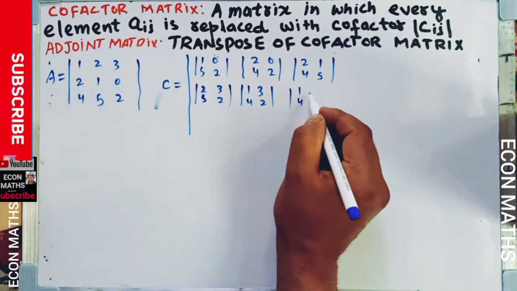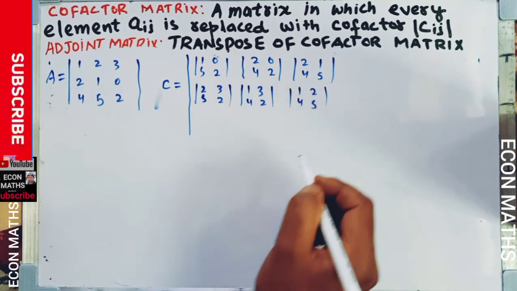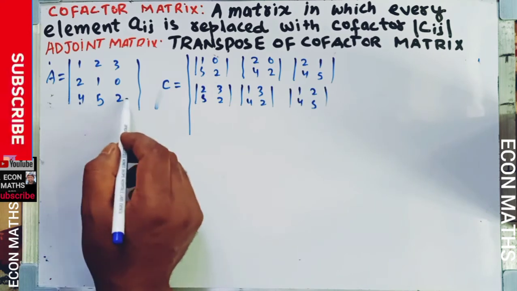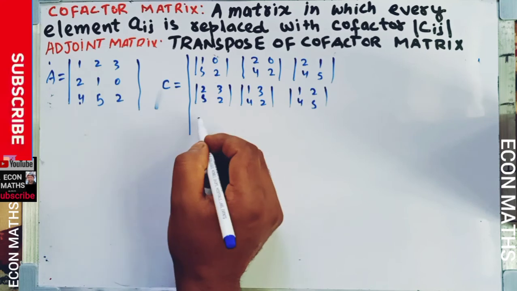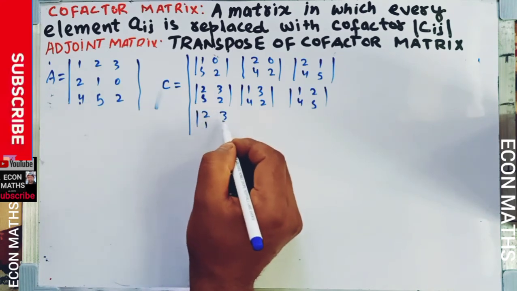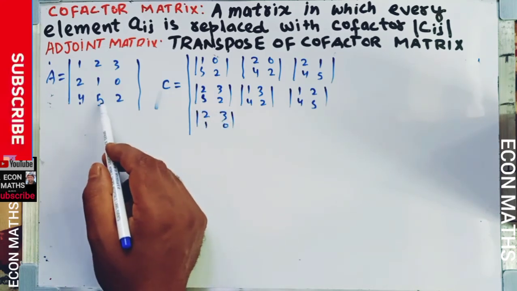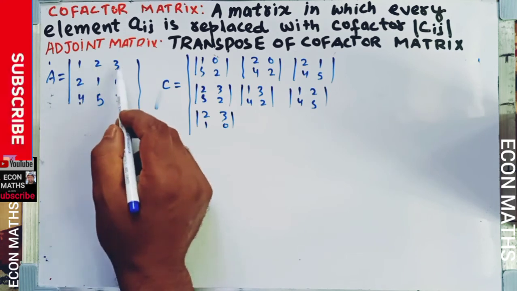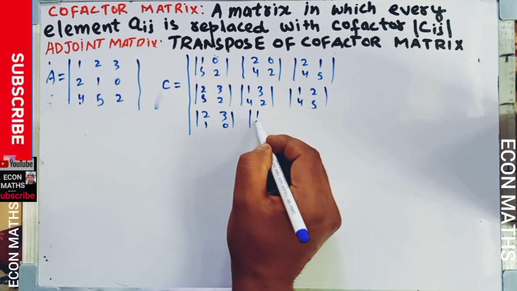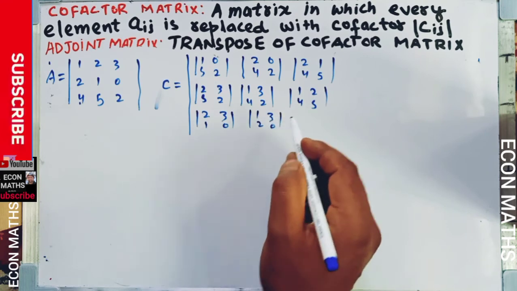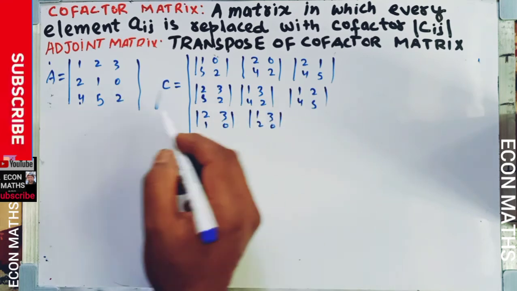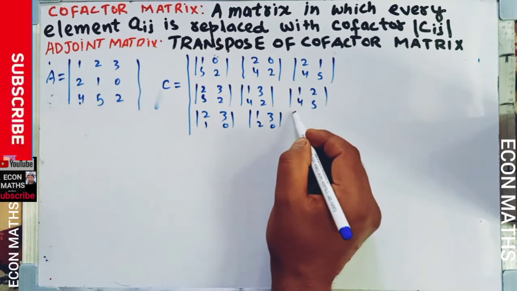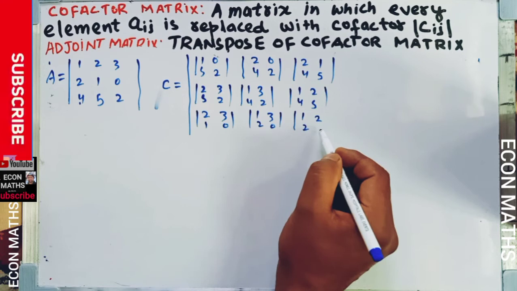Similarly, for this 4, we delete the row and the column, and we get 2 3, 1 0. Similarly, this 5 appears in this row and this column, we get 1 3, 2 0. Similarly, we have this 2 here, now delete the row and the column in which it appears, we get 1 2, 2 1.